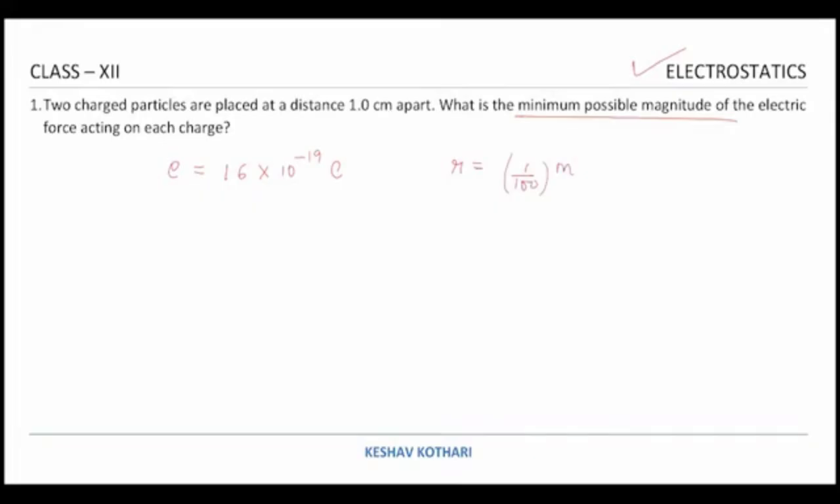So for this particular question, we apply the equation F equals K Q1 Q2 by R square, that is K e square by R square. And if we substitute the value to get the magnitude of force, we get 9 into 10 to the power 9 multiplied by 1.6 into 10 to the power minus 19 whole square, and the separation is 1 by 100 whole square. So on solving this value, we get the answer in Newton, which is equal to 2.3 into 10 to the power minus 24 Newton.